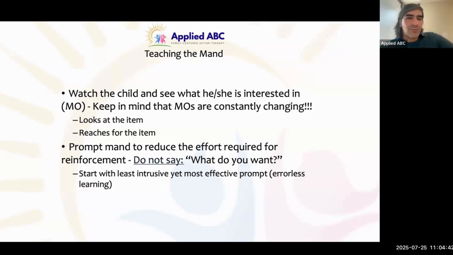Prompt the mand to reduce the effort required for reinforcement. Do not say, "What do you want?" I mean, that can be an initial SD, but this is sort of talking about how we're right at the beginning of teaching. You want it to be errorless. And errorless learning is where, like, what do you want? A chip. And then they say a chip, and then they get a chip. There's no way to get it wrong. It's unambiguous. You're establishing the link between these things.